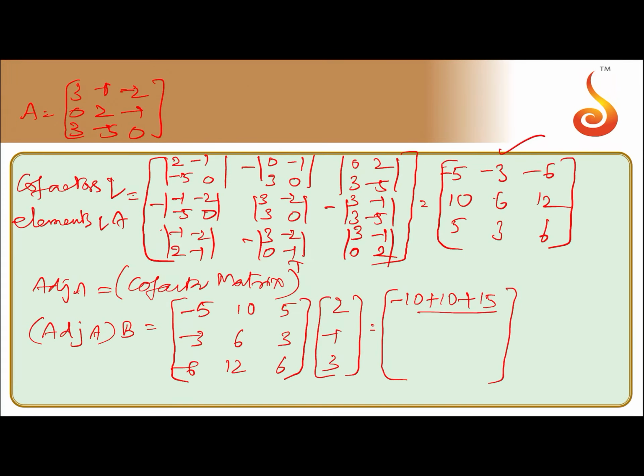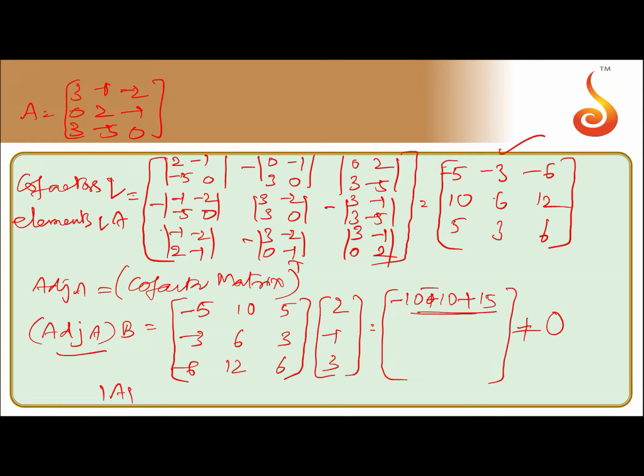Obviously, this is not equal to 0. Definitely, this is not the null matrix. First number itself is not 0. Though it is a minus sign, of course, it's not equal to 0. One number itself is not 0. Therefore, adjoint A multiplied by B is not 0.